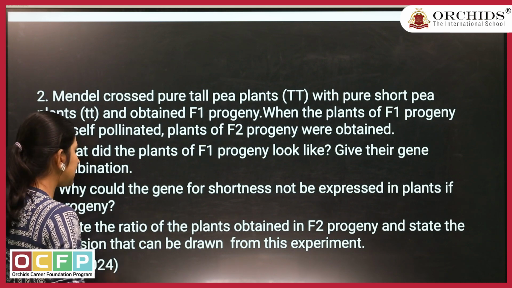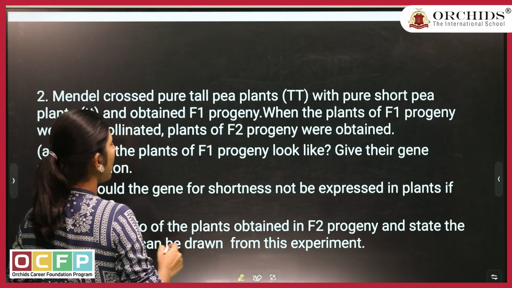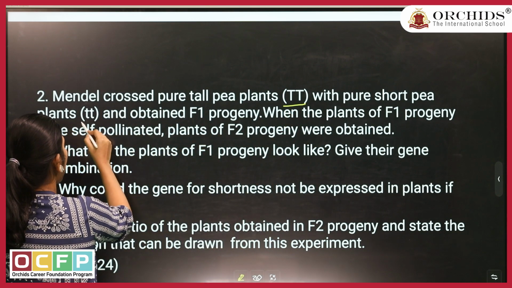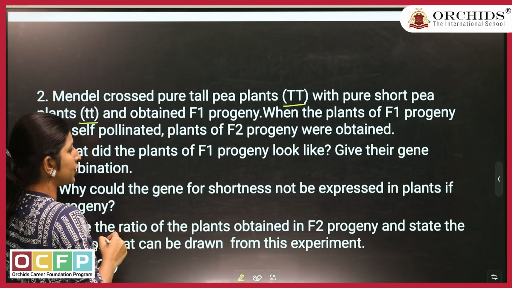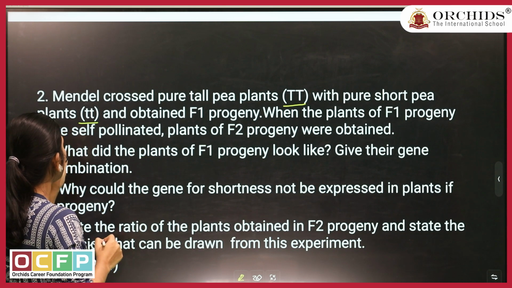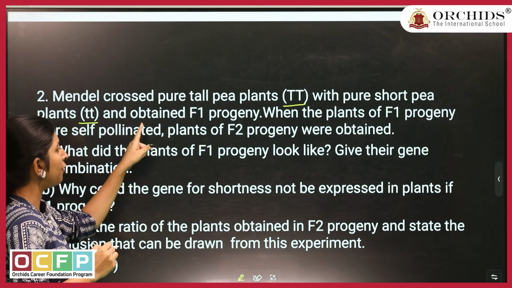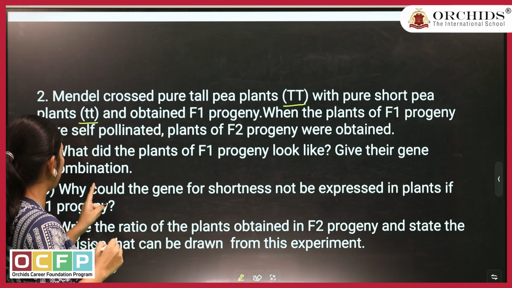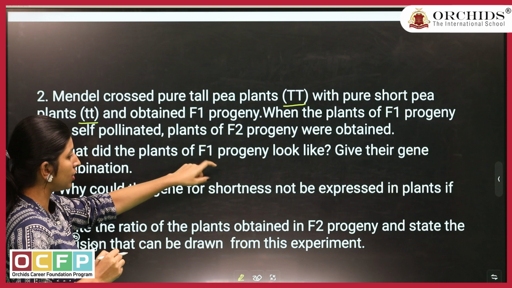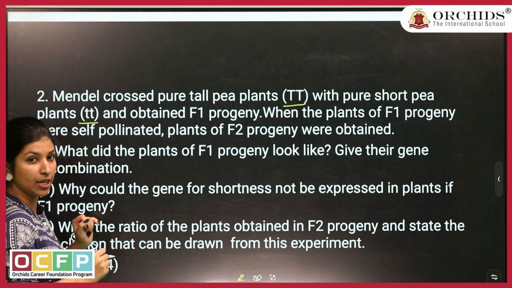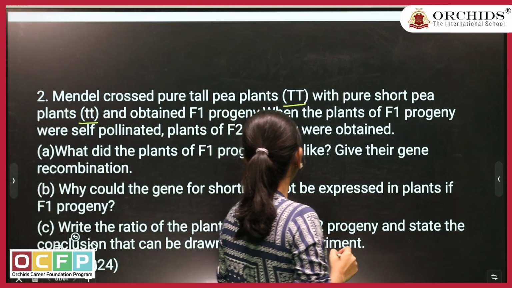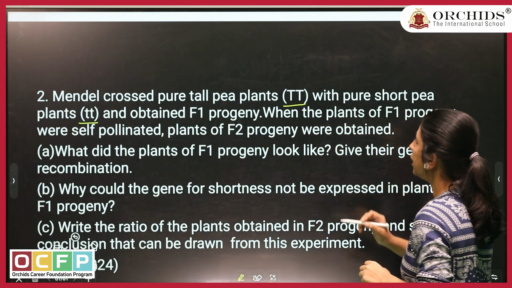So let's analyze the question. Here the parent plants have the capital double T genetic combination and the small double t genetic combination, and Mendel crossed a pure tall pea plant with a pure short pea plant. We have to find out the physical appearance of the F1 progeny, and also the gene combination of the F1 progeny. As Mendel already obtained the F1 progeny, we know how to find it.